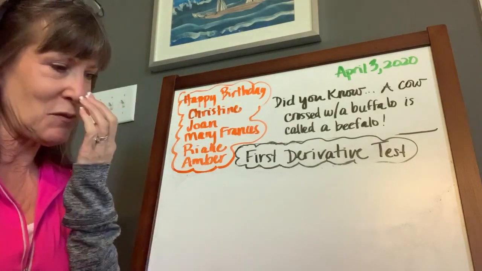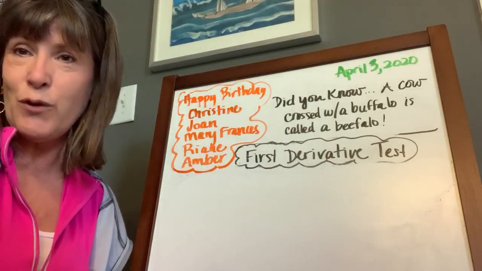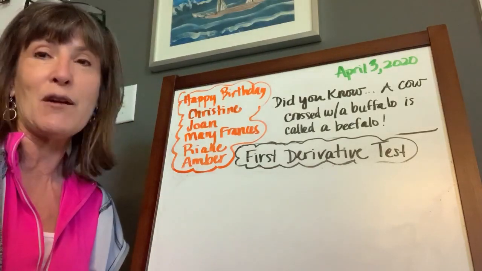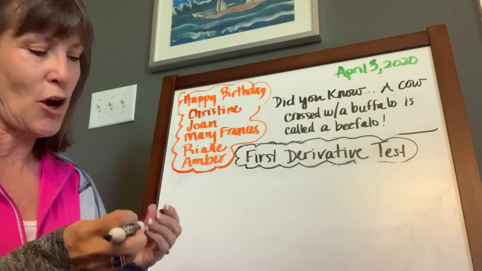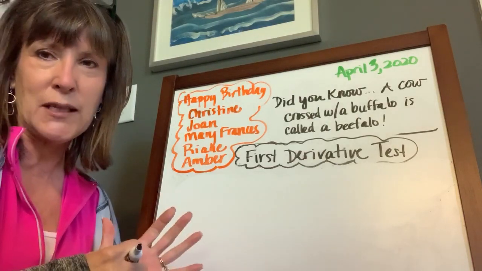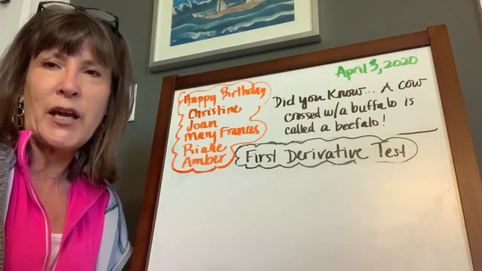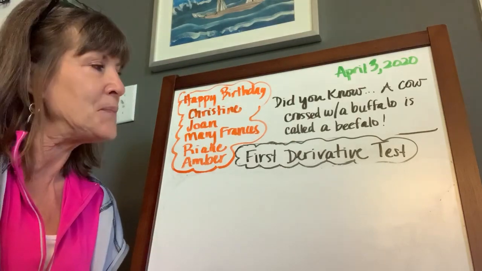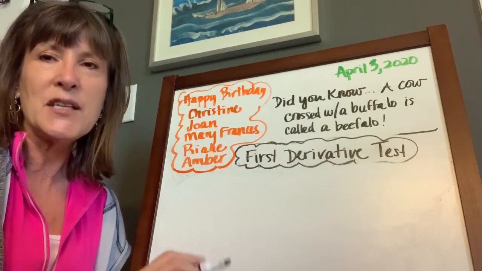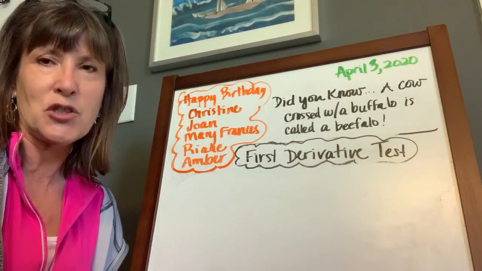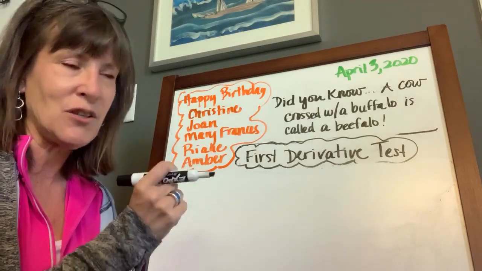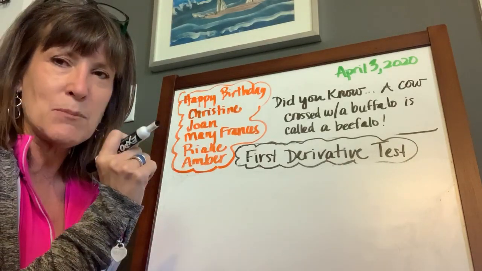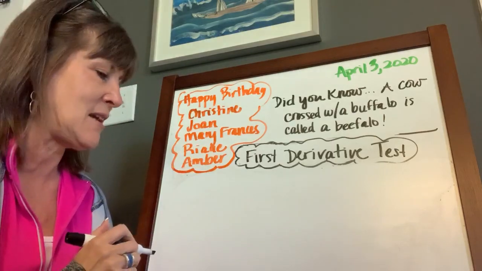All right, first derivative test. I'm going to assume that you know what a derivative is. I'm going to assume that you know how to find the derivative of a function. But let's talk about the derivative. You know that the derivative tells you the rate of change of a function. Basically, it is the slope of the tangent line of a function, the instantaneous rate of change of your function at a specific moment in time.